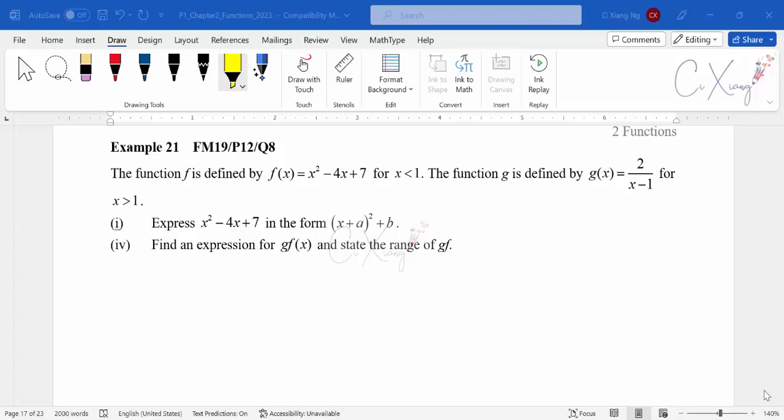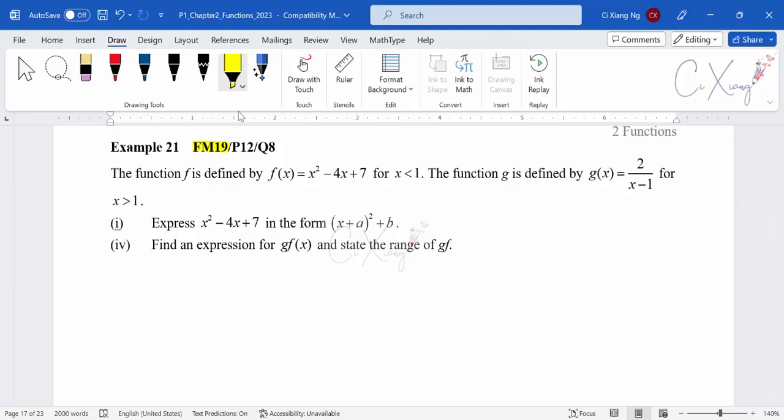Okay, so for this video, we'll be discussing a few more examples that are related to composite functions. Right, so let's have a look at example 21. This is actually taken from a quite recent past year paper, from February/March 2019. Alright, let's have a look.